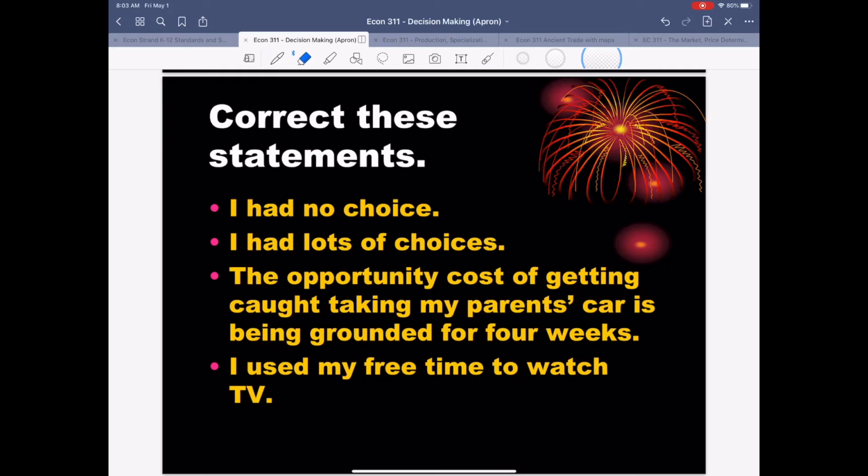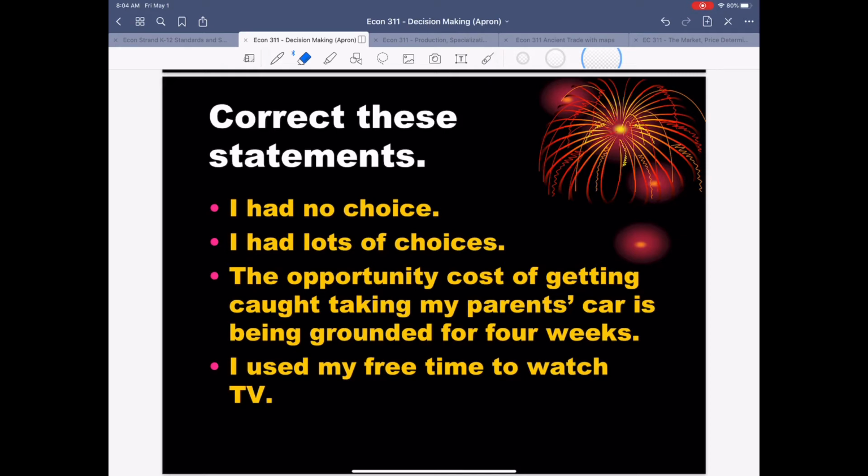So the first statement, "I had no choice." Well, we always have choices. There are always alternatives available to us, which means that simply cannot be true. And anytime someone tries to use that on you, you remember that, of course, we have choices. We always have alternatives. And "I had no choice" is really a defense mechanism more than a truthful statement. I had lots of choices. Remember, there's only one choice among several alternatives. So the correct way to say that would be, "I had lots of alternatives, but there's only one choice."